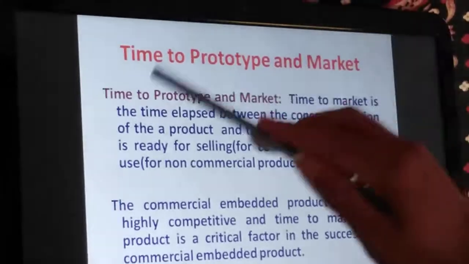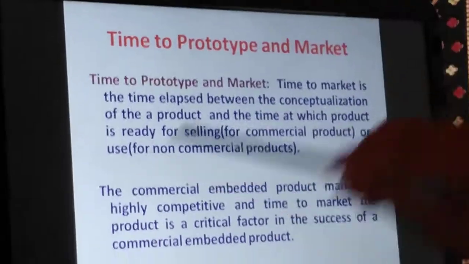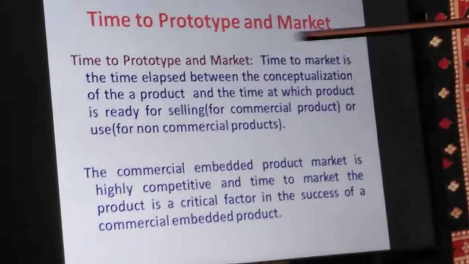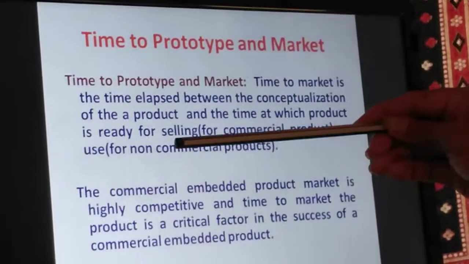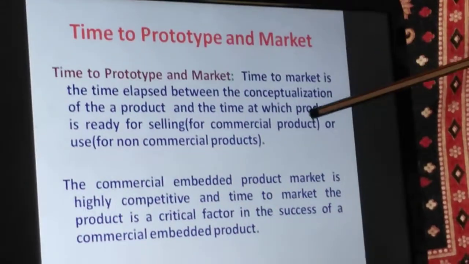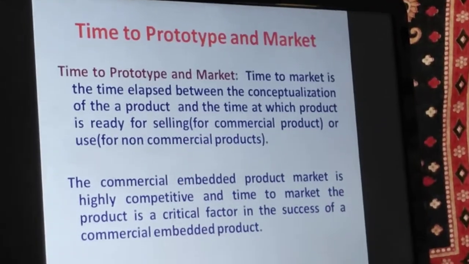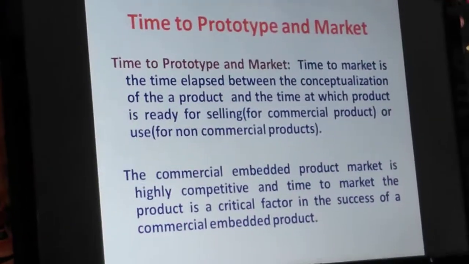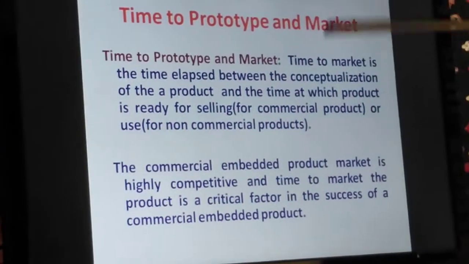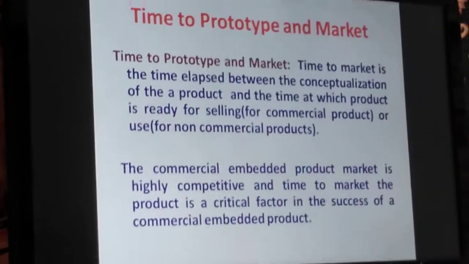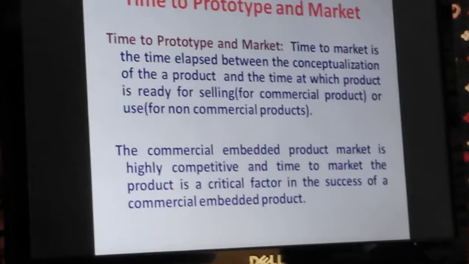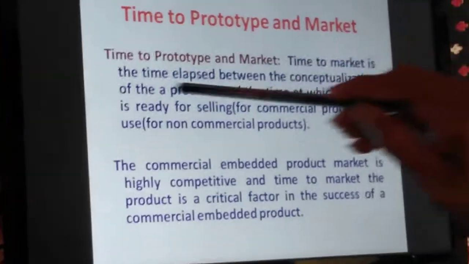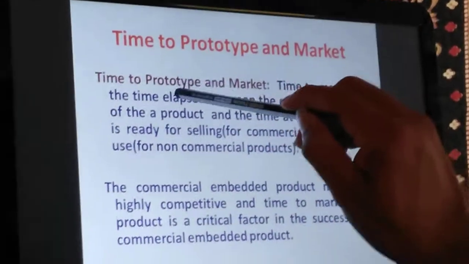Time is also a very important property: time to prototype and market. Time to market is the time elapsed between the conceptualization of the product and the time at which the product is ready for selling, for commercial product or use. For example, when you have an idea about a product, first that concept should come, and we should develop a prototype for that. Then later we should commercialize it. It will take some amount of time. How much time it takes is defined by time to prototype and market.